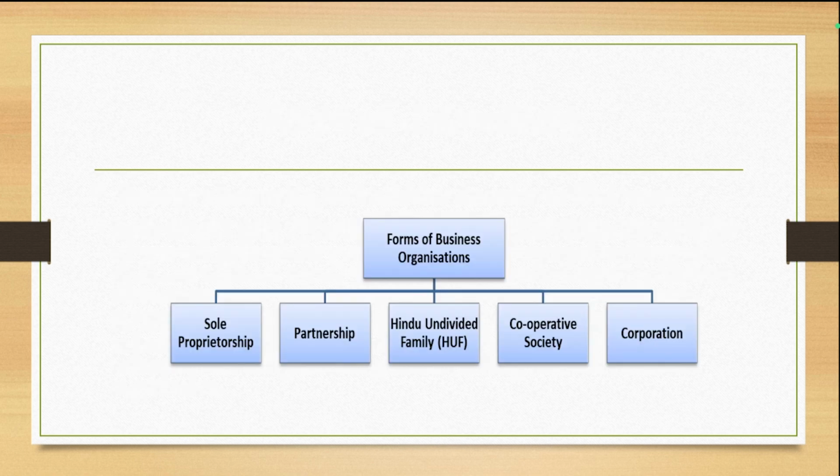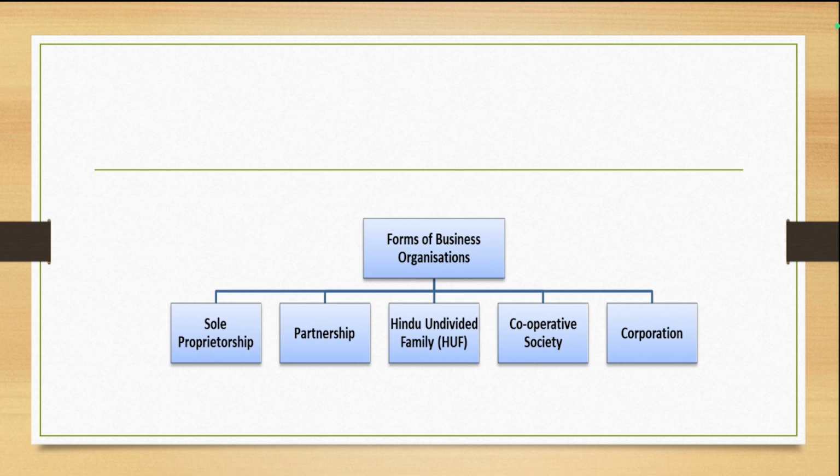Now, these are the forms of business organization. First one is sole proprietorship. In sole proprietorship, there is only one owner who manages all the tasks. In partnership, at least two persons with a common objective come together to achieve a common goal, and in India it will come under the Partnership Act.